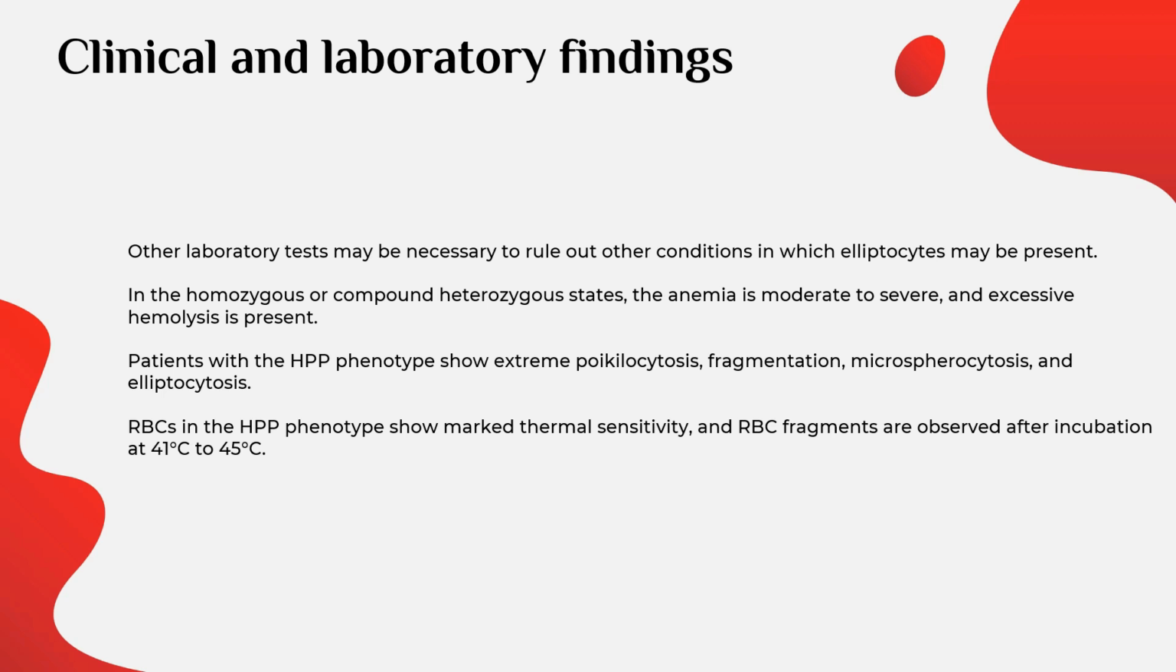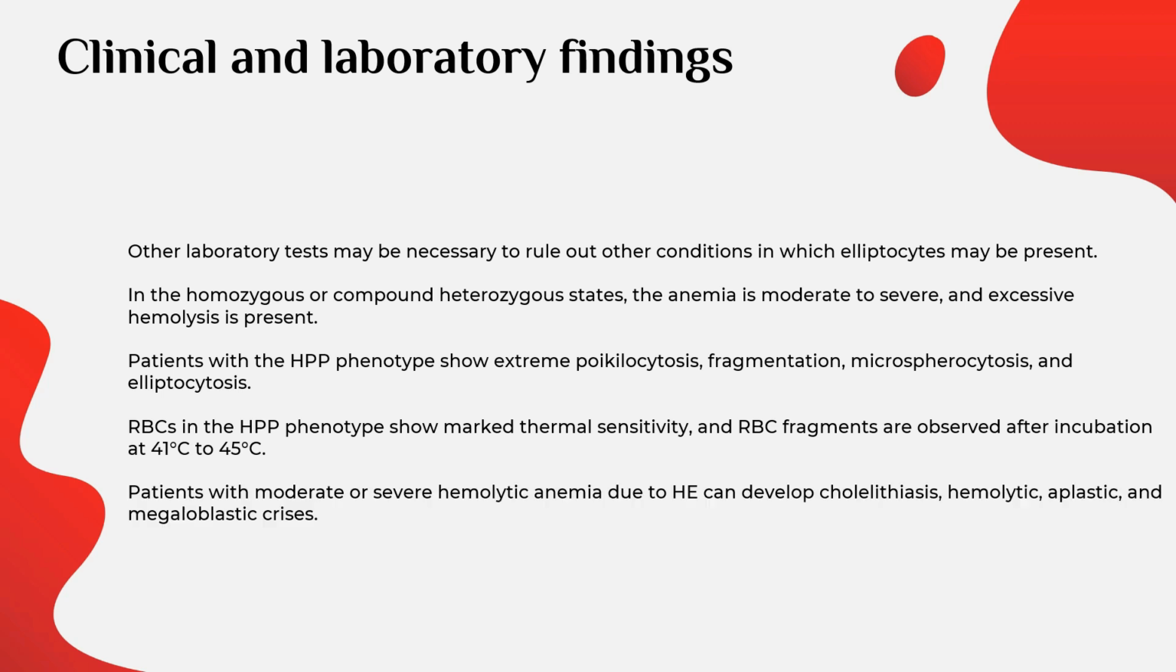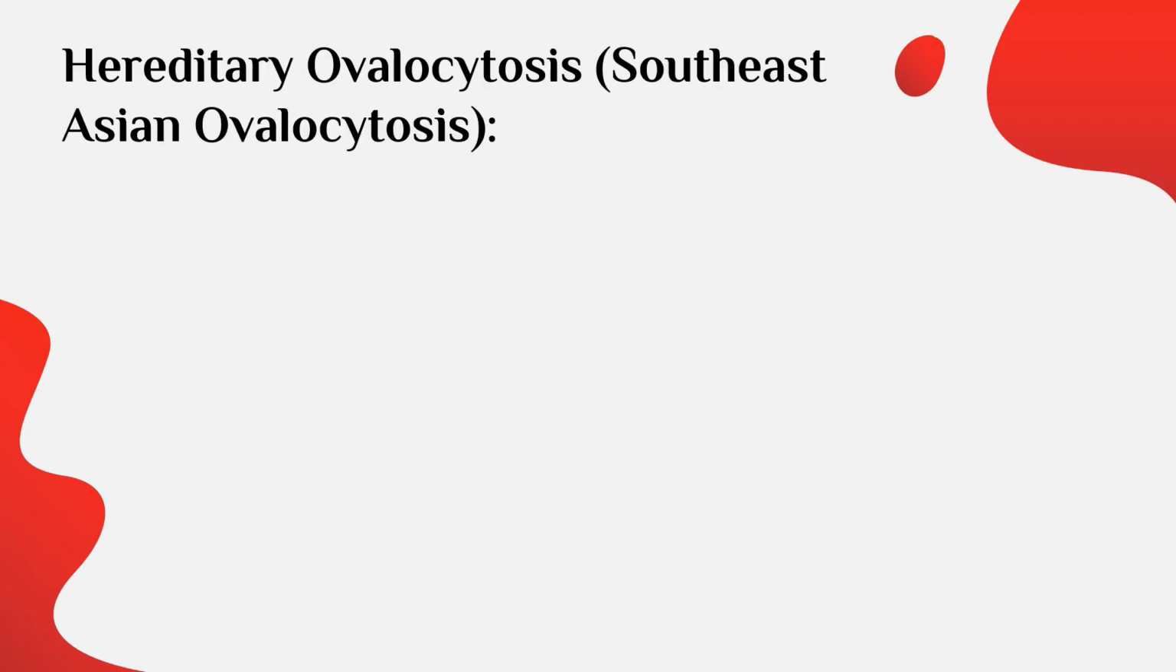RBCs in the HPP phenotype show marked thermal sensitivity, and RBC fragments are observed after incubation at 41 degrees Celsius to 45 degrees Celsius. Patients with moderate or severe hemolytic anemia due to hereditary elliptocytosis can develop cholelithiasis, hemolytic, aplastic, and megaloblastic crises. Hereditary ovalocytosis, Southeast Asian ovalocytosis.